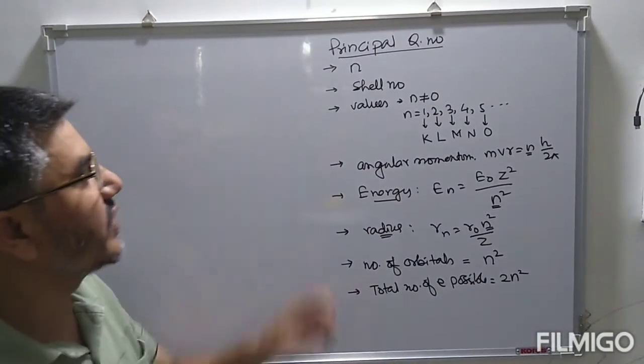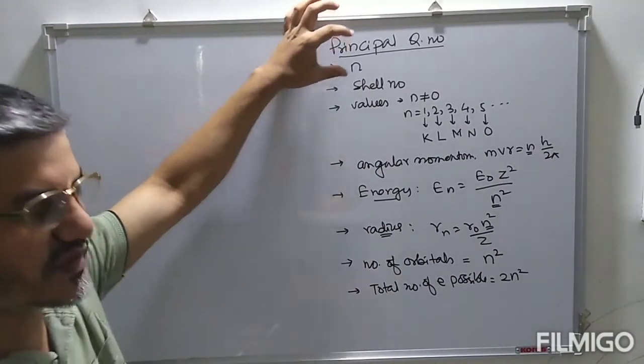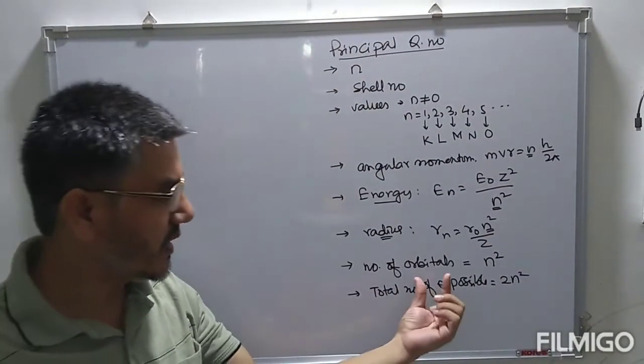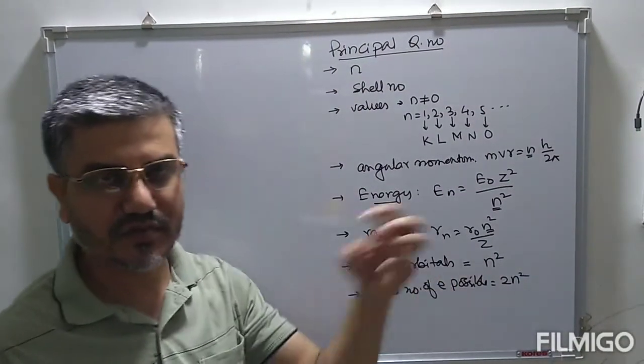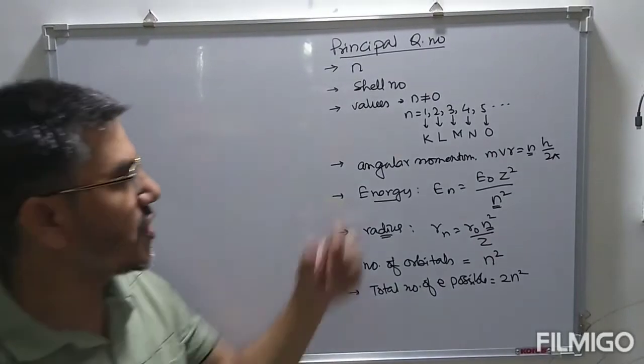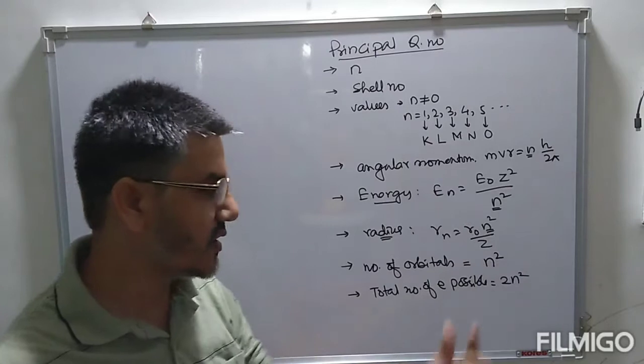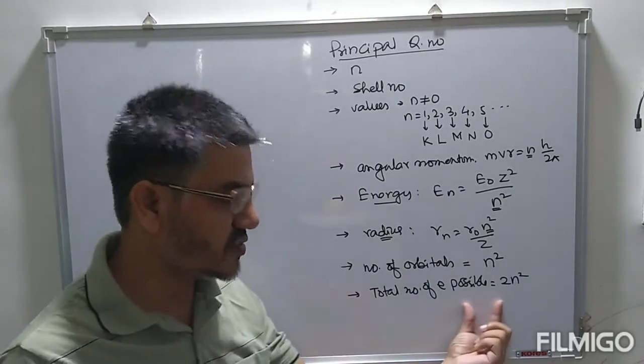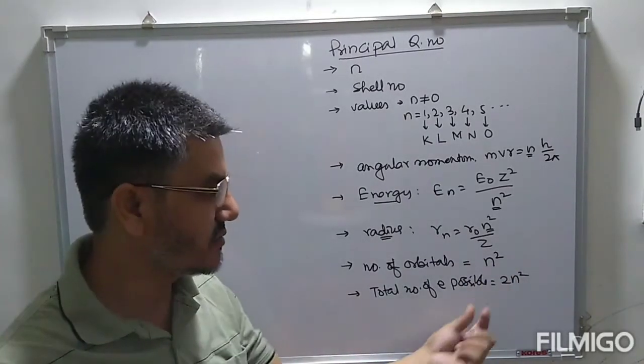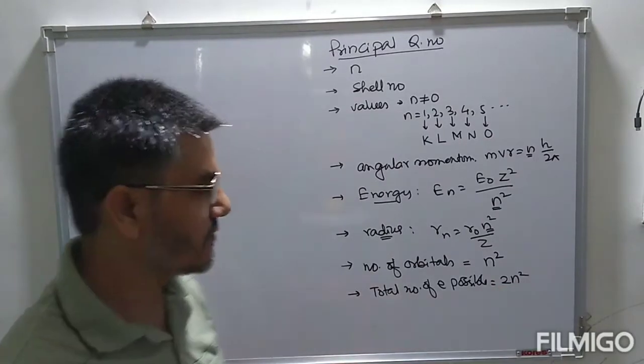So once the value of n is known, we can easily define how many orbitals. I suppose we have defined the orbital, the property of finding electrons. So how many orbitals are possible in any given shell, that is given by n square. And the total number of electrons possible in any given shell is given by 2n square.